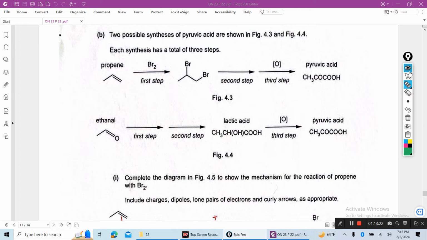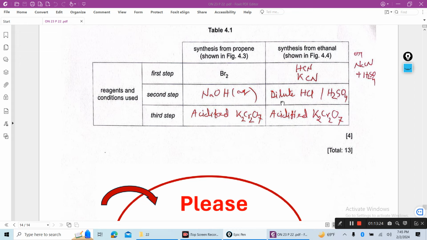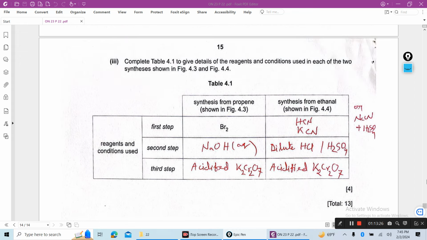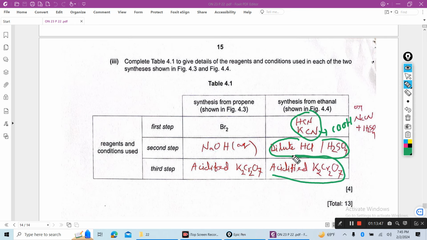That's why you see now, first you need hydrogen cyanide and potassium cyanide, which gives the nitrile compound. After that, dilute hydrochloric acid or sulfuric acid transforms the nitrile compound to carboxylic acid. Then with acidified potassium dichromate, the secondary alcohol group is oxidized to a ketone and you will get pyruvic acid.